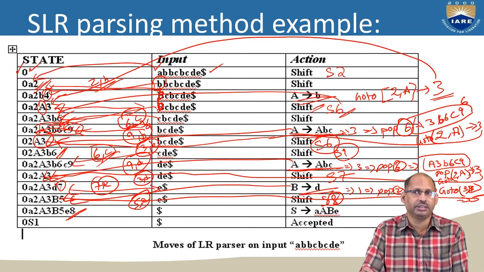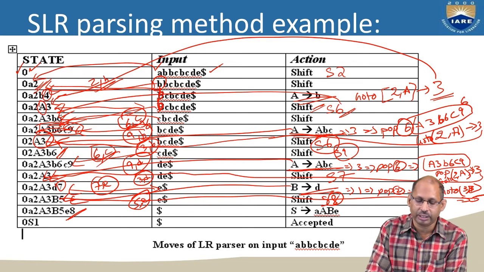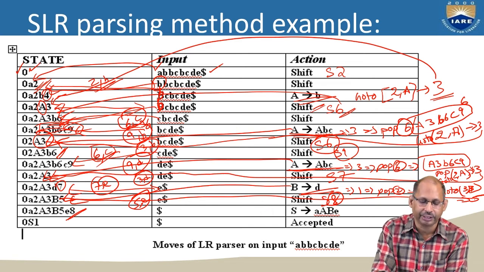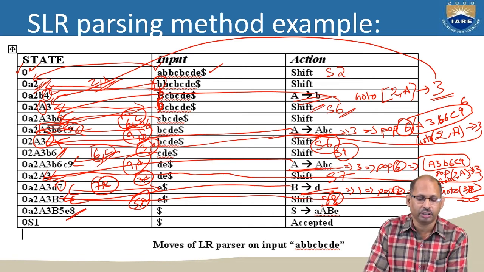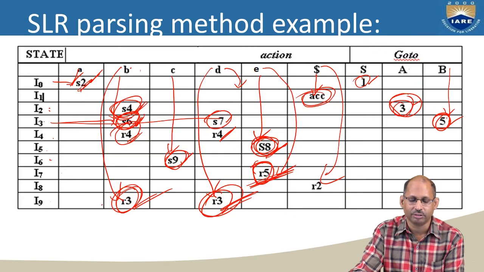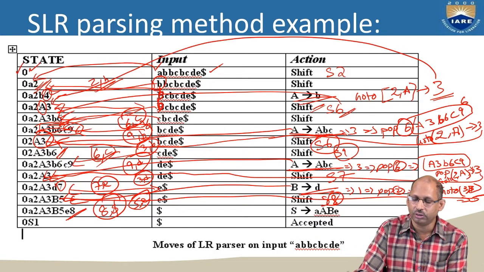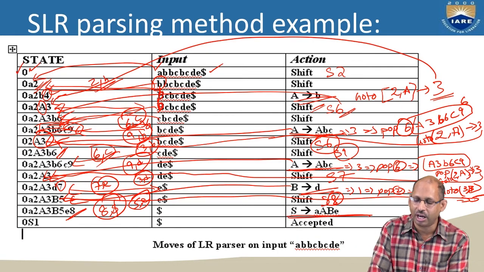E and H. Right? Move the E into the stack, 8 into the stack. So here E8. Then consider 8 and dollar sign. What do we have for 8 and dollar sign? 8 and dollar sign is R2. What is R2? This is the production we have.